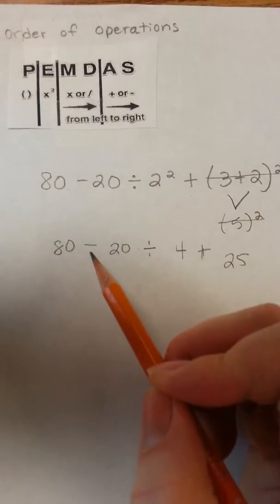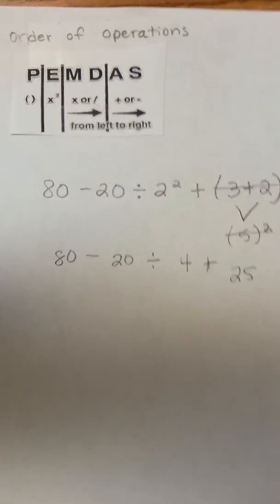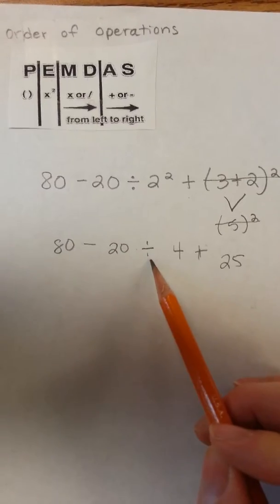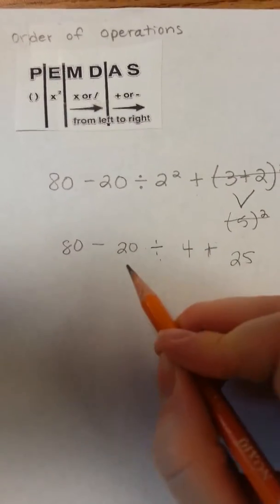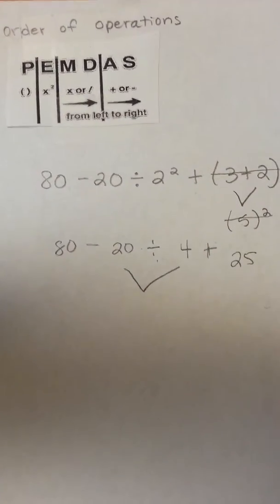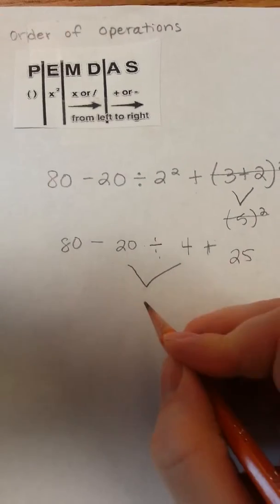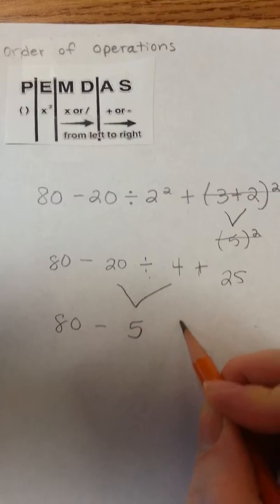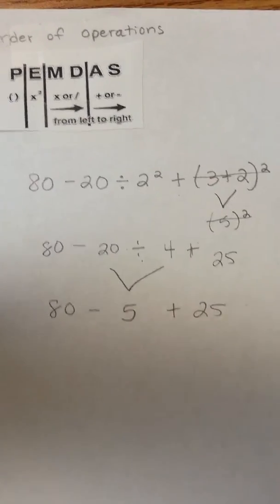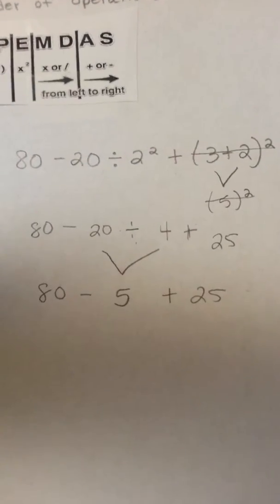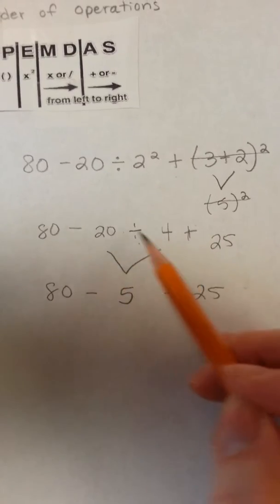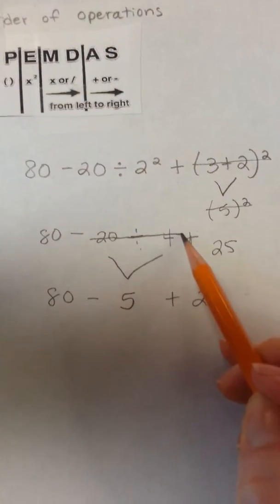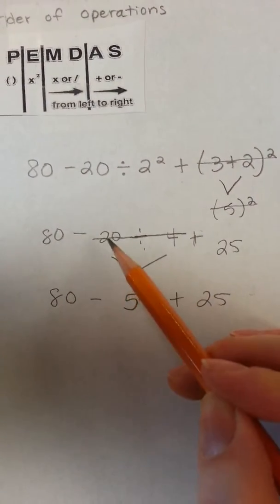Okay, so my next step is going to be to multiply or divide. Now, I only have division here. I don't have any multiplication. So I'm going to go ahead and divide. 20 divided by 4 gives me 5. And I'm going to bring the rest of my problem down in the order in which I have originally had it. And since I'm done with this, sometimes it's helpful to just scratch through it so that you don't accidentally rewrite a number.